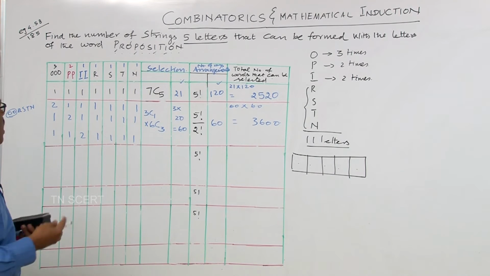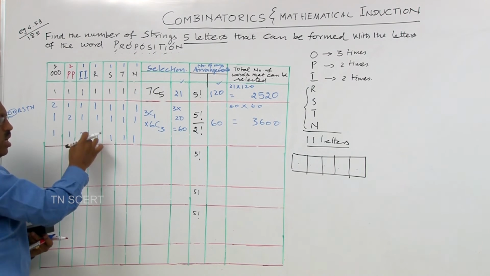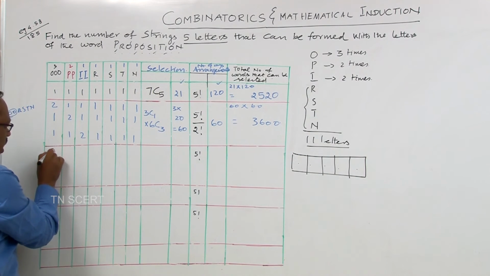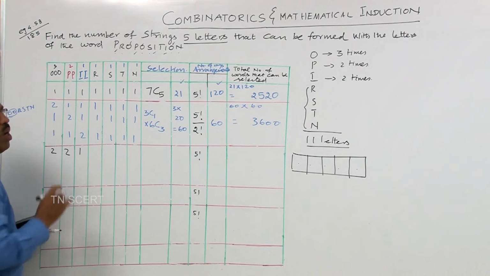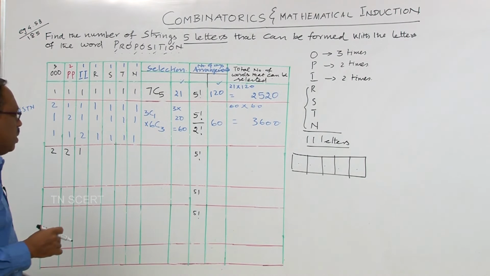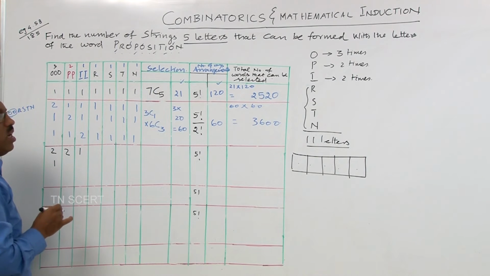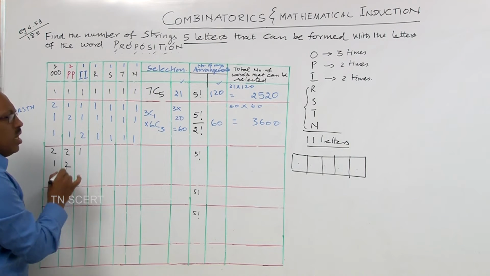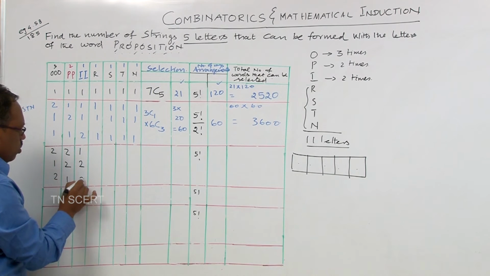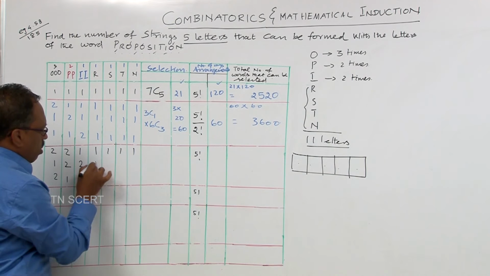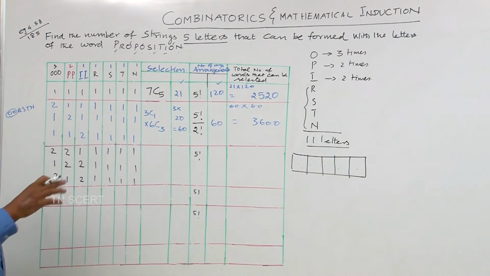Here two words. See here, in O's 2's we are choosing. Here P's 2's, I's 2's. Here also two possibilities, here also two possibilities. Here there is only one possibility. Like that I am choosing a word. And here what is the possibility? 1, then 2, then 2, then 2, 1, 2. Then 1, 1, 1, 1. Like this we can choose the letters.